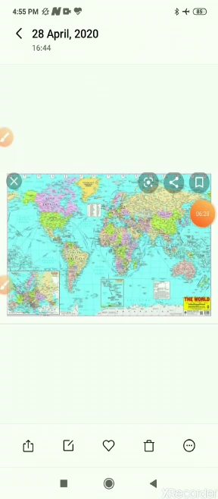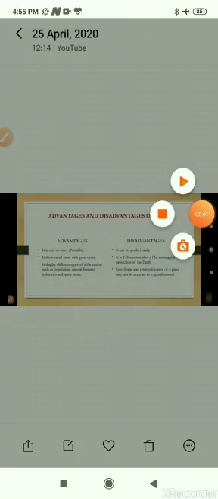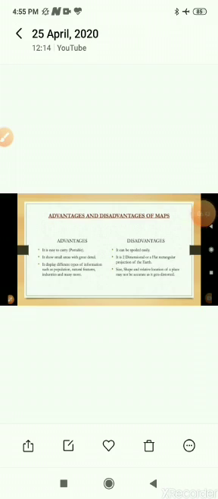In this diagram you can see the blue part is the water, and the small cities, towns, everything you can see easily in this map, but in the globe you cannot see. Like the globe, what are the advantages of the map and what are the disadvantages of the map?